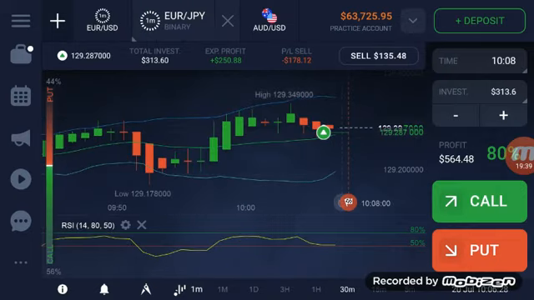I hope I don't get two big losses. Even if one of these wins, I'll be in profit, but if the other one loses, then I'll still be in loss. So I need the two of them to win.